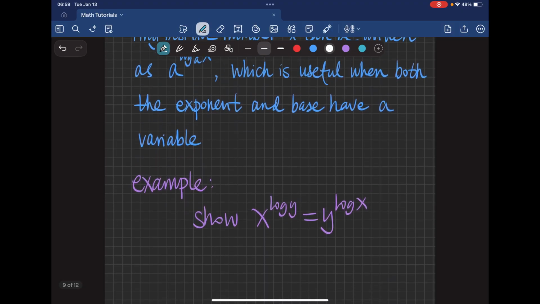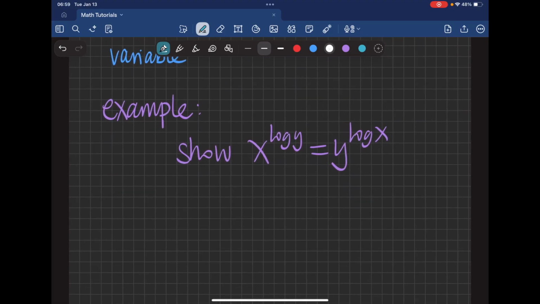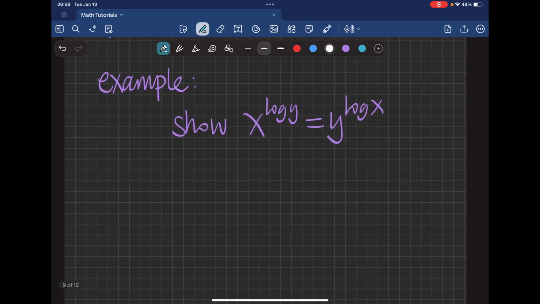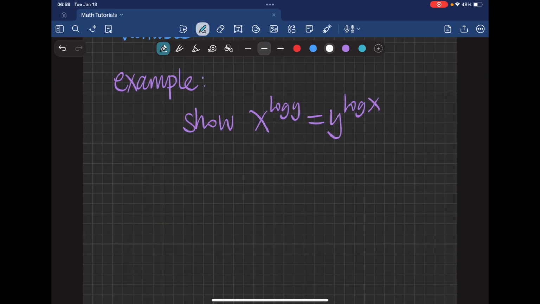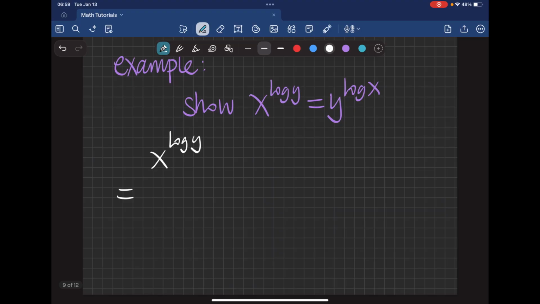It's useful when both the exponent and base have a variable. They don't have to be the same variable, but they just have to both have a variable. So let's show how the left side becomes the right side. Just copy the left side, and then we can rewrite x as 10 to the power of log x base 10. That is equal to x.